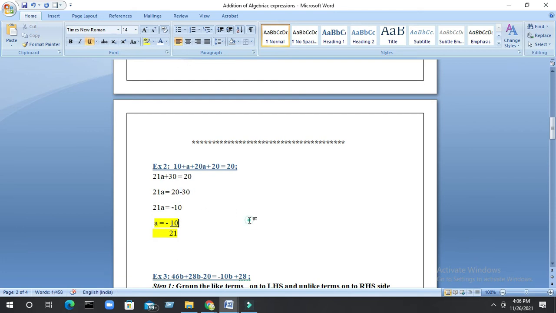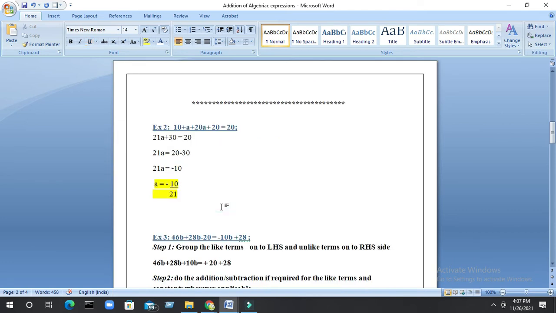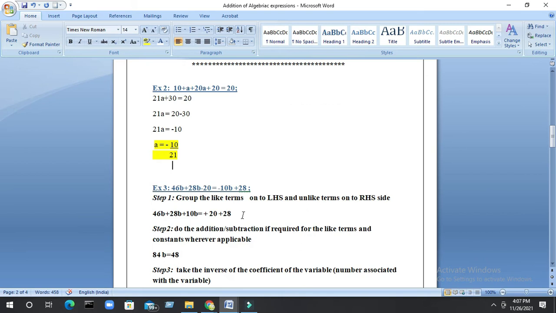So, I am keeping it as it is. So, therefore, a is equal to minus 10 by 21. So, that is the answer. Now, I will take you all to the third equation, which is telling 46b and 28b minus 20 is equal to minus 10b plus 28.